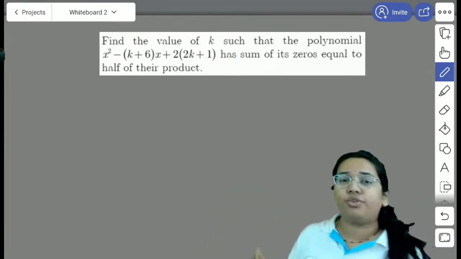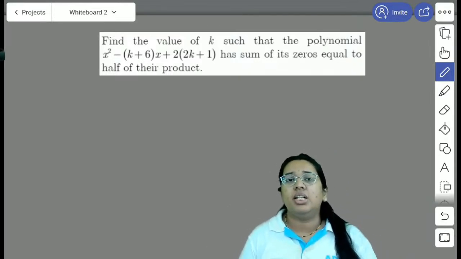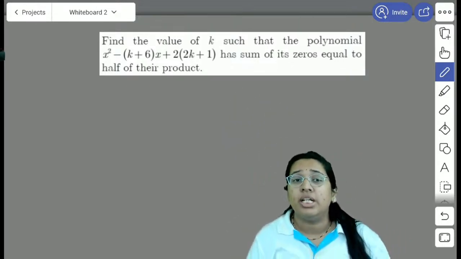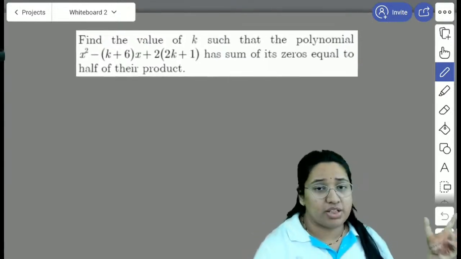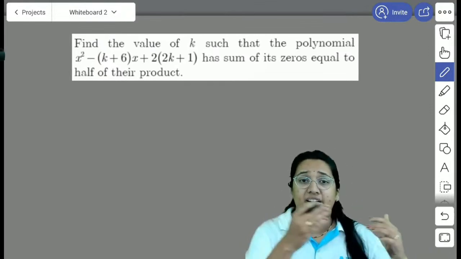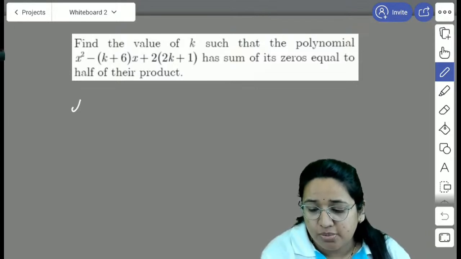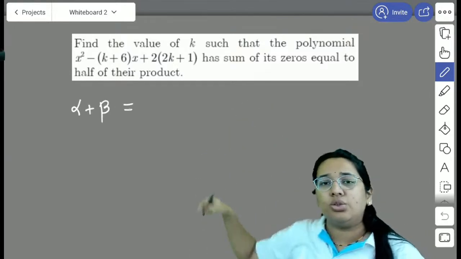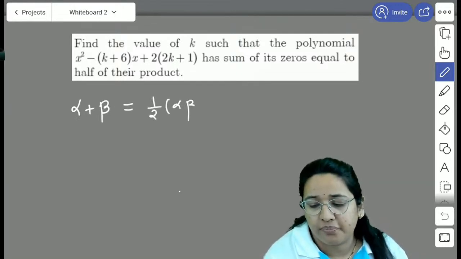Again, this is the 4-mark question. Find the value of k such that this polynomial has the sum of its zeros equal to half of their product. So obviously, as we have done for the earlier case, first of all, we just have to consider that alpha and beta be the zeros of the polynomial. Then as per the condition, the sum of its zeros is equal to half of their product.